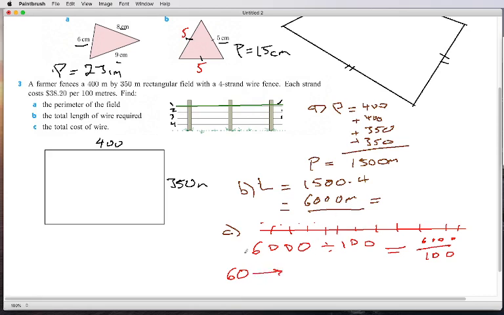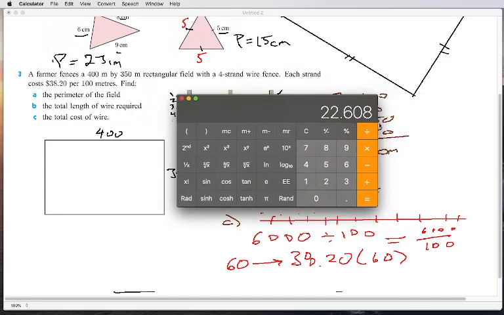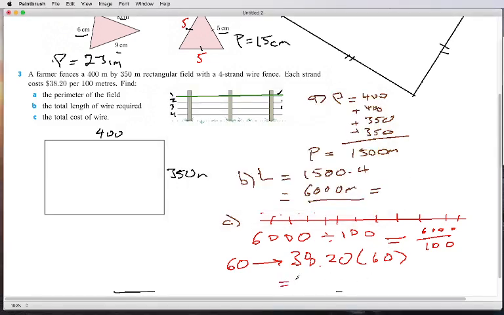Now from there, if we know that there's 60 100-meter pieces and each is $38.20 per 100 meters, well, it's going to be 60 times this $38.20. So if we do that and we use our calculator here, we can figure out how much the row is. 38.2 times 60, and that gives us $2,292. So that's how much it cost.